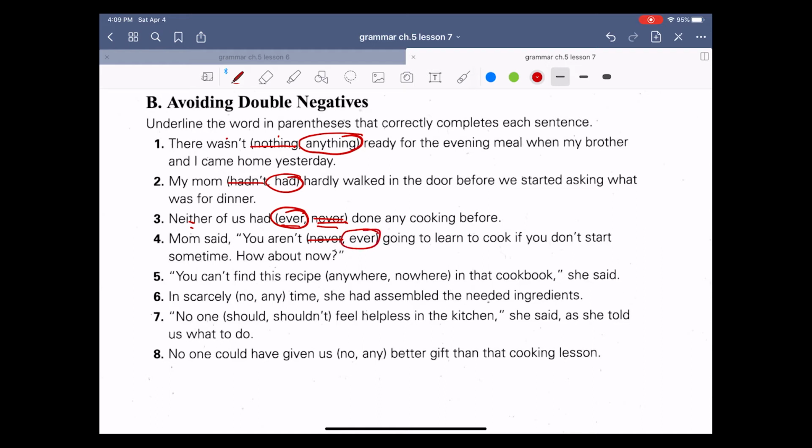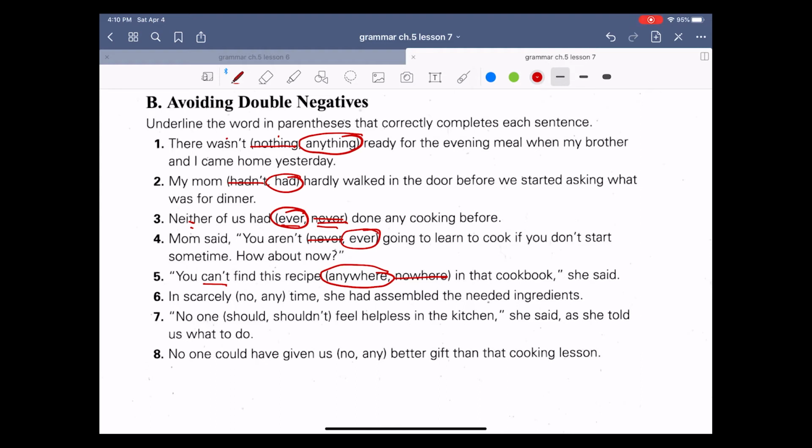Number 5, you can't find this recipe nowhere in that cookbook. Can't is our negative. Nowhere is a negative. We cannot correctly use nowhere. It's anywhere. The sentence would read, you can't find this recipe anywhere in that cookbook, she said.